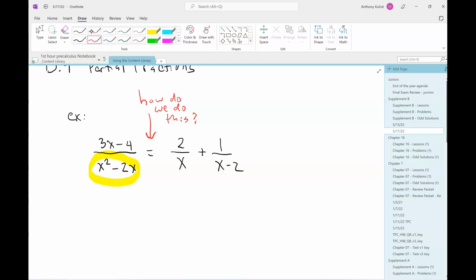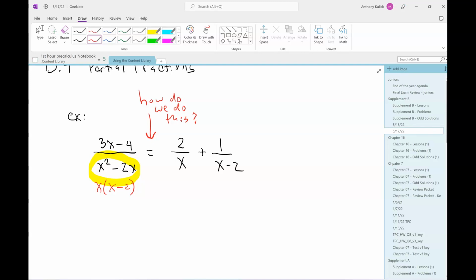How many terms do you have here? Two. Is there anything in common between the two terms? They both have x's. So it's going to be x, parentheses, x minus 2. Yeah, there you go. Nice job. Everybody's cool with that?